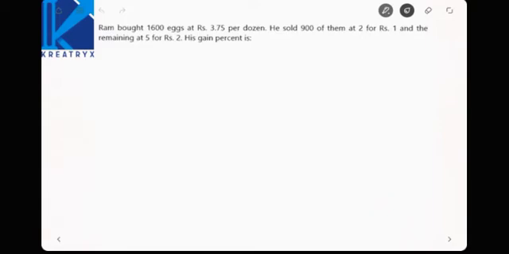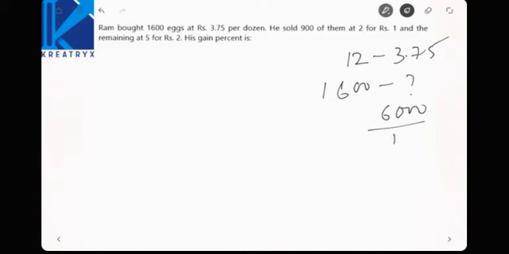See here, Ram bought 1600 eggs at rupees 3.75 per dozen. Okay, 12 eggs have been bought for 3.75. Now what will be the cost of 1600 eggs? Now calculate this. 3.75 into 1600 is equal to 6000, and 6000 divided by 12 is nothing but 500.